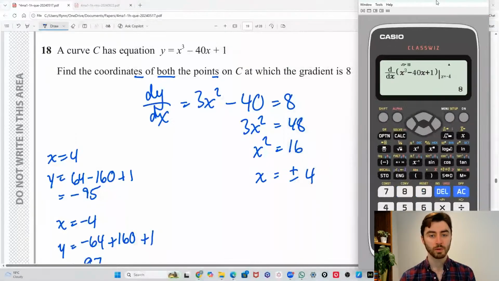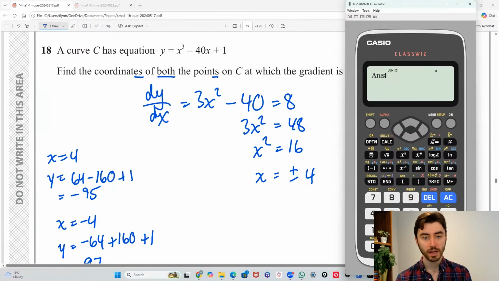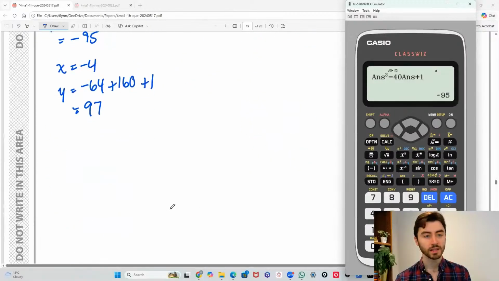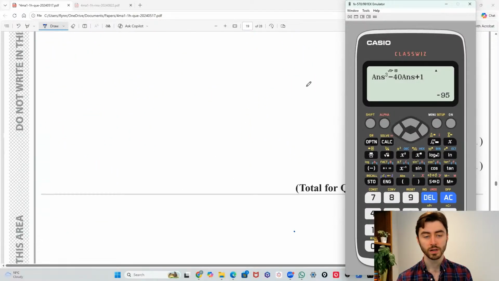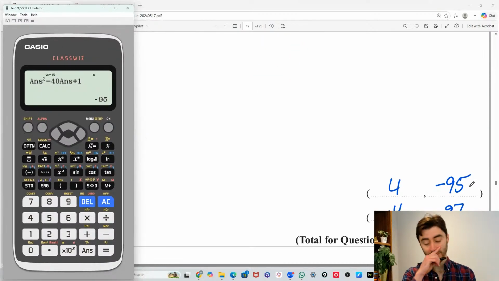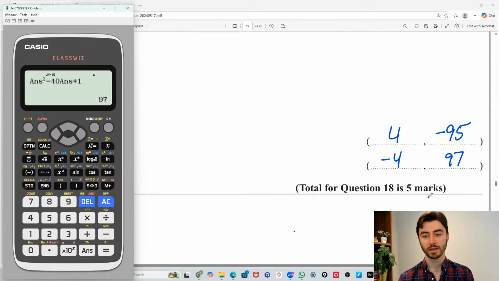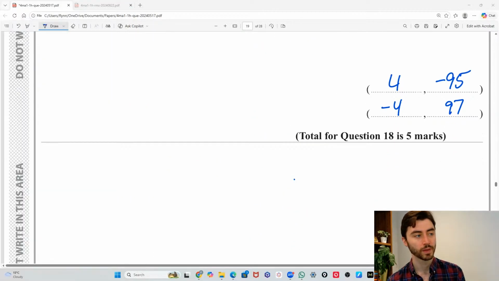From there, do I know that they both lie on the curve? Well, what I can do is say 4 equals, and then do answer cubed minus 40 answer plus 1. And I get minus 95 when x is equal to 4. And then when x is equal to minus 4, answer cubed minus 40 answer plus 1 gives me 97. So yes, they both lie on the curve. So I feel good about that.